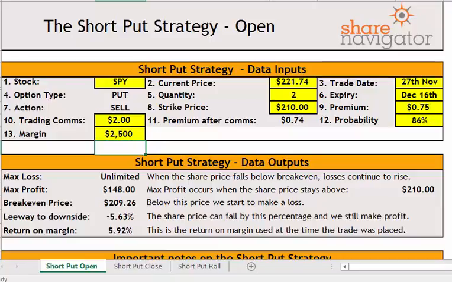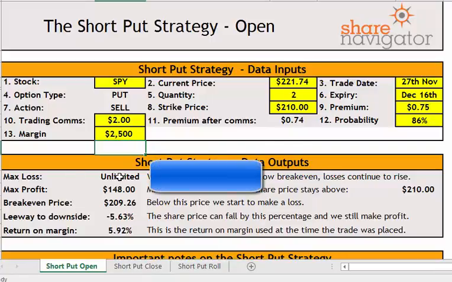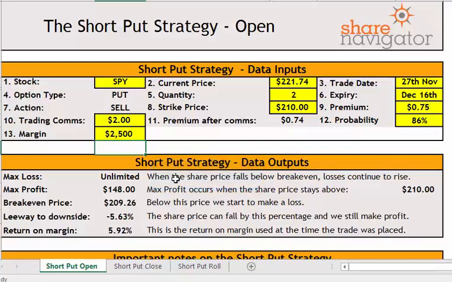So let's go down through that. The first thing we're going to look at is, what is our max loss? Well, it's unlimited with the short put strategy, because as the share price falls below the break-even point, your losses continue to rise. And that's because the put is uncovered and you've sold the put option.